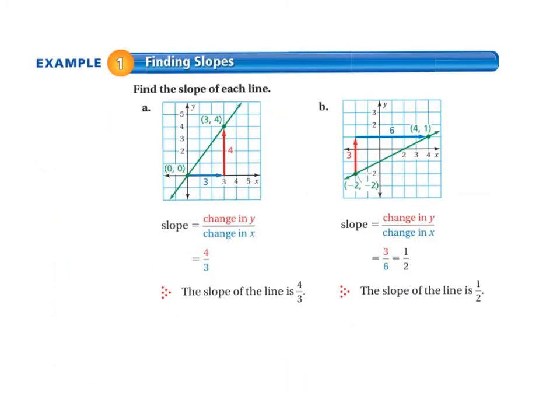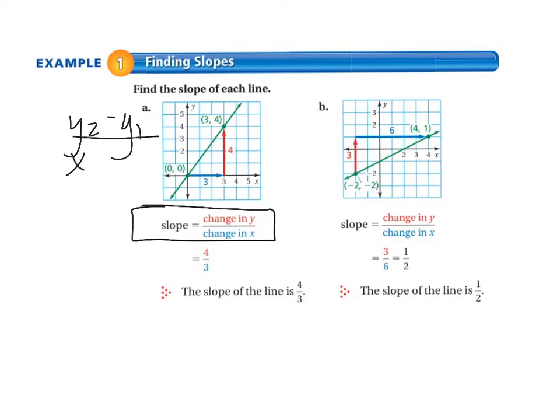We're going to go ahead and take a look at example 1. It says find the slope of each line. So first thing to do is to write down this formula because you're going to need it. You will sometimes, especially in later grades, see it written as y2 minus y1 over x2 minus x1. So that's a different way to write the slope formula, but as you can see, it's a change because we're taking the difference.